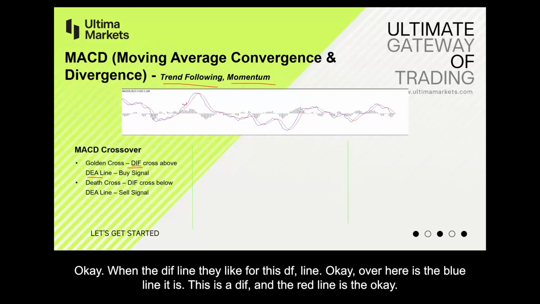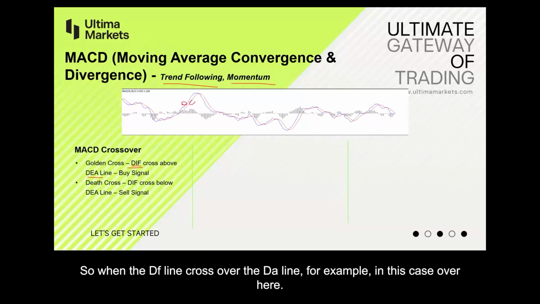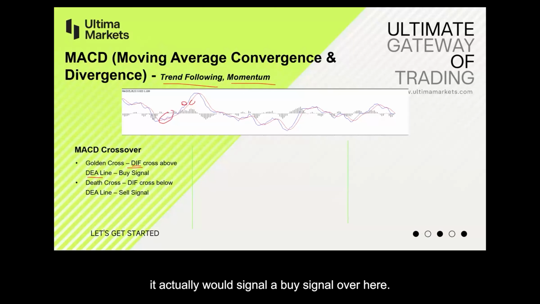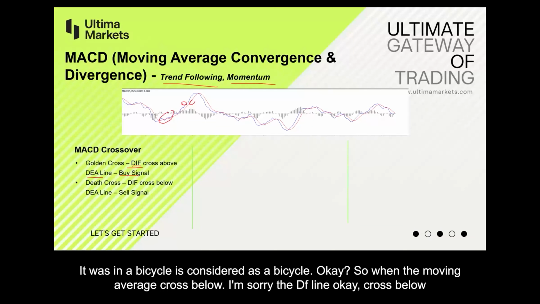Okay, this is the DIF line, and the red line is the DEA line. When the DIF line crosses over the DEA line, for example in this case over here, it would signal a buy signal. It's considered a buy signal.